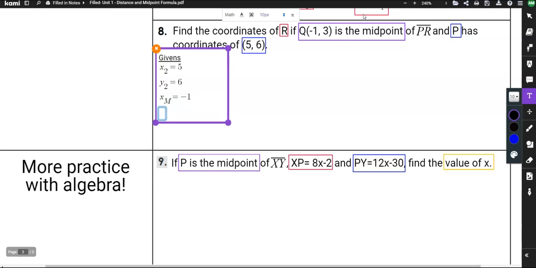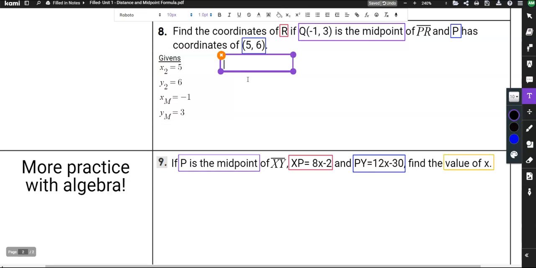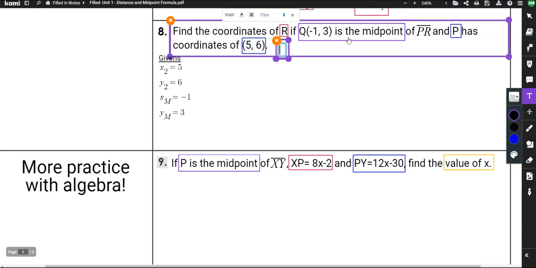And y of the midpoint is going to be 3. We're going to enter that information into our formulas. So again, we're going to start with our broken apart formula for finding an endpoint. So our formula is x of the midpoint is equal to our x sub 1 added to x sub 2.